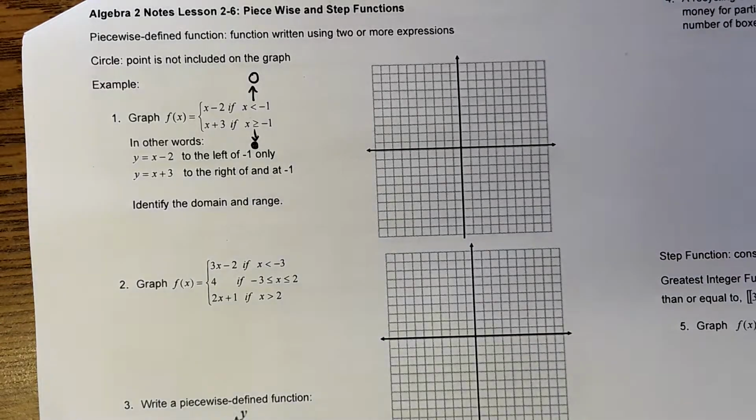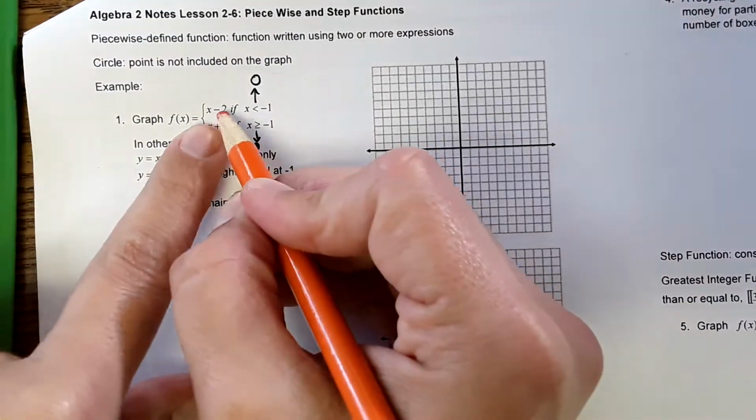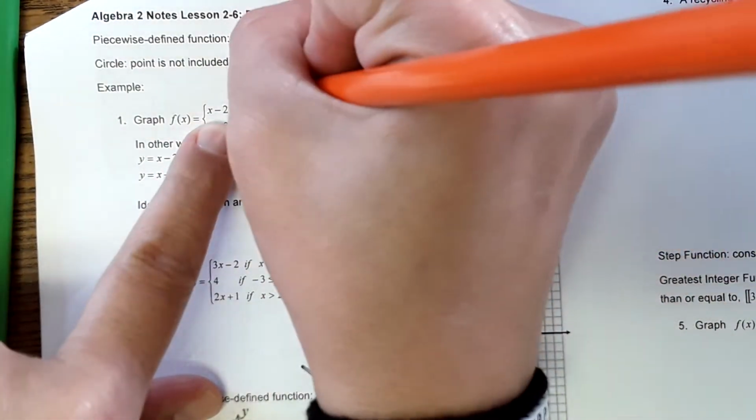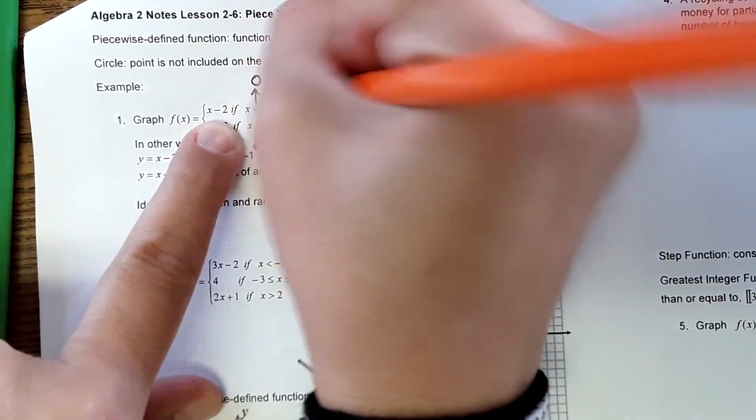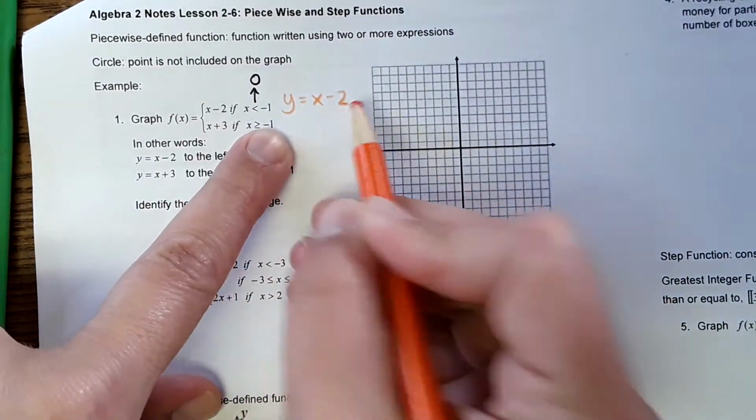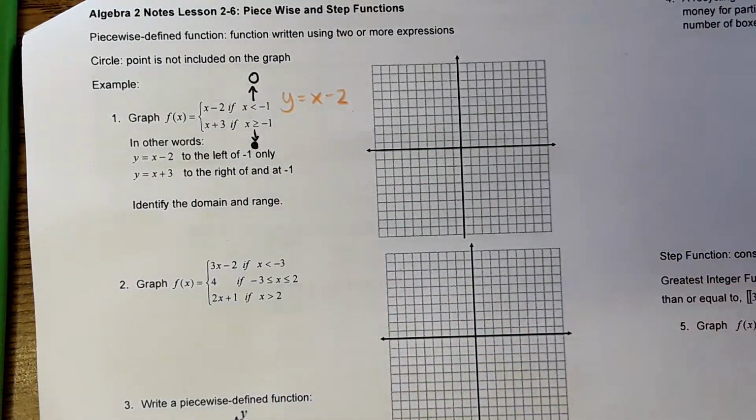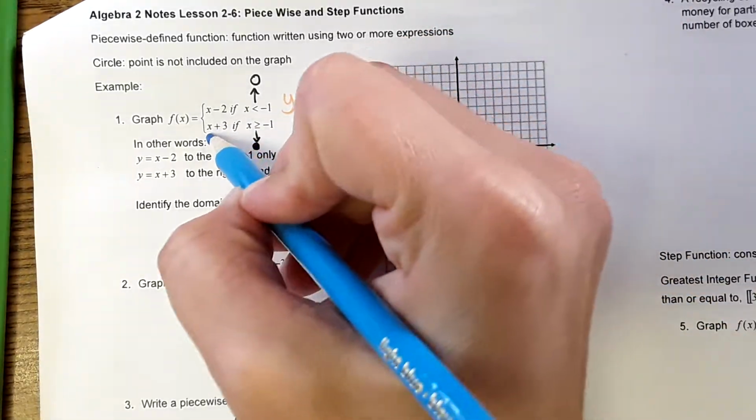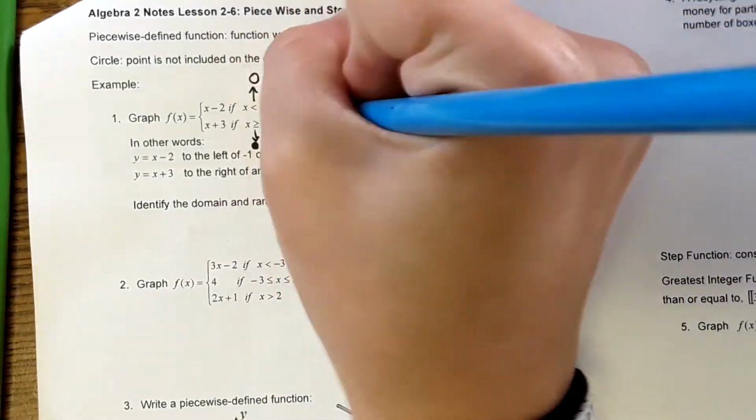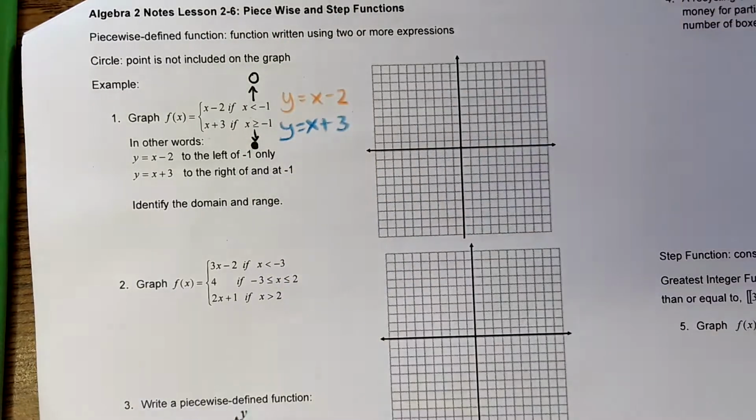Okay, so right here we have x minus 2. That is y equals x minus 2. So the line we're going to graph is going to be this one. And then using another color, if you want to try to match my colors, that's fine. Using another color, this one is going to be y equals x plus 3. So two different lines there.